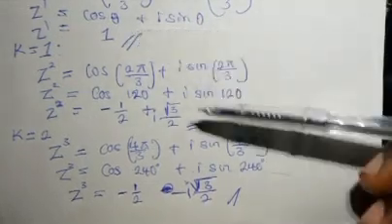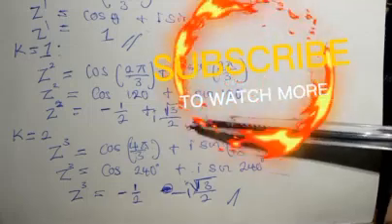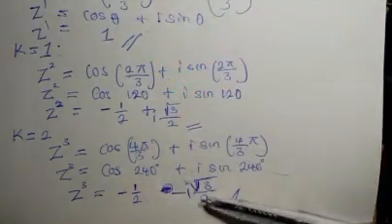So we have 1, we have minus 1/2 plus iota root 3/2, minus 1/2 minus iota root 3/2.